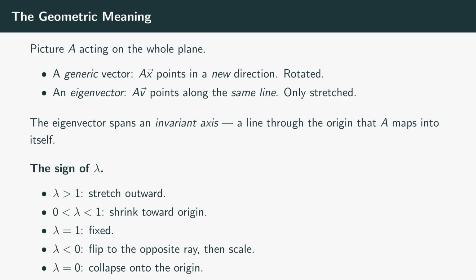If lambda is bigger than 1, the axis stretches outward. If lambda is between 0 and 1, it shrinks toward the origin. If lambda equals 1, vectors on that axis are frozen in place. If lambda is negative, the vector flips to the opposite ray and then scales. And if lambda is 0, the whole axis collapses onto the origin.